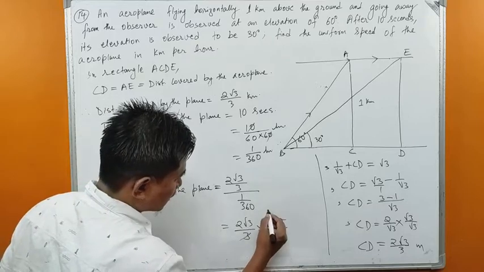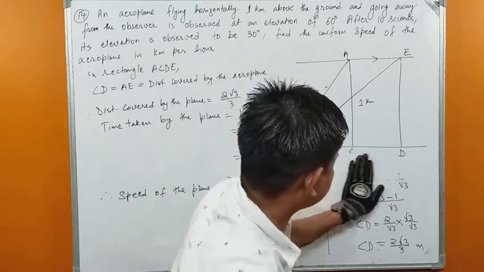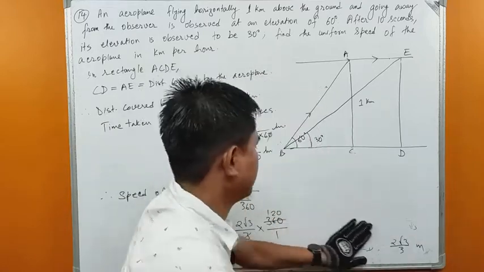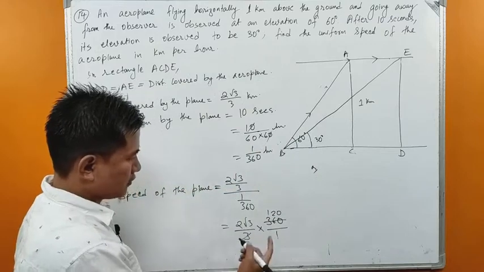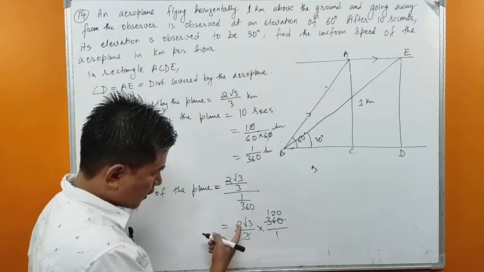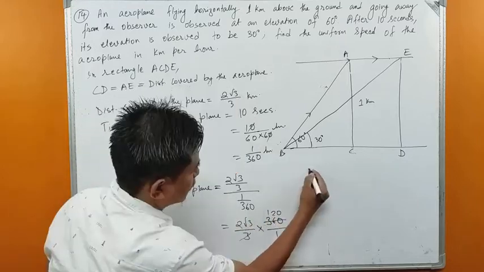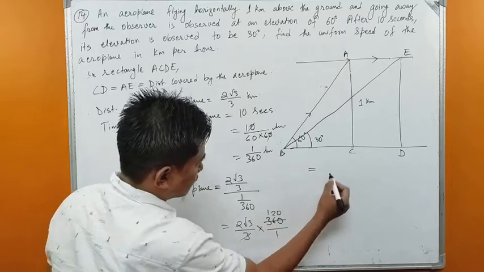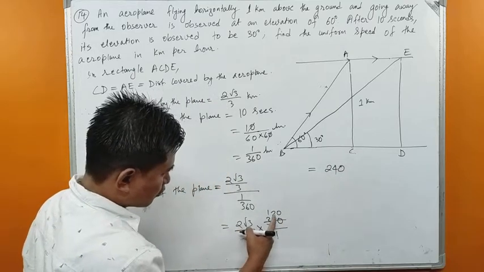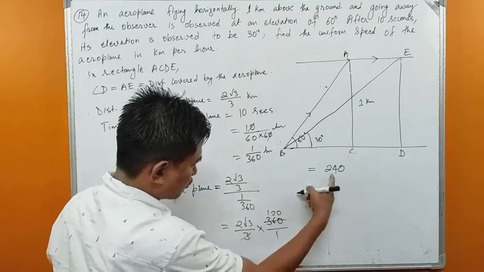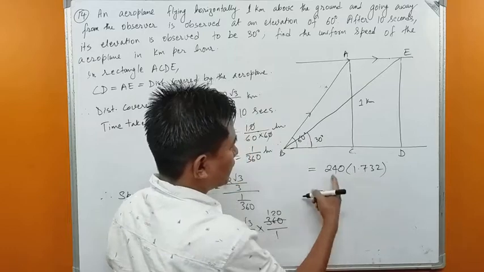3 1s are 3, 3 1s are 3, 3 2s are 6, 3 0 0, isn't it? Let me erase this. In the denominator we have 1, so we need not write that. So in the numerator we have 2 into 120 into root 3. So 2 into 120 is 240. Root 3 means 1.732. Now we multiply these two numbers.